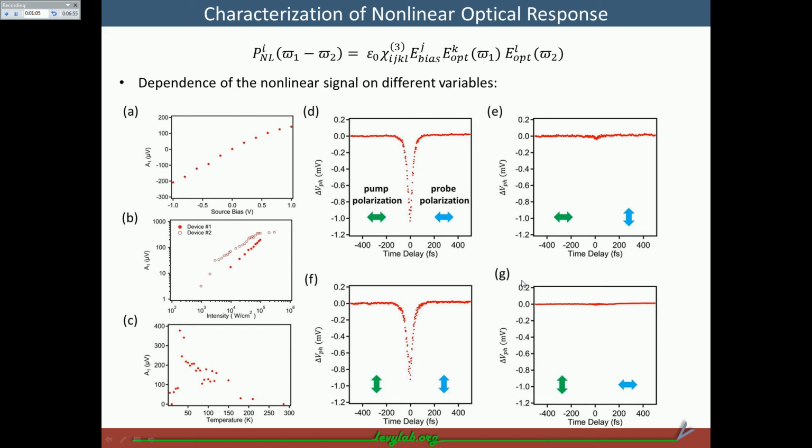And this plot shows the amplitude for different polarizations. If the pump and probe polarizations are both parallel, then we have a strong signal.